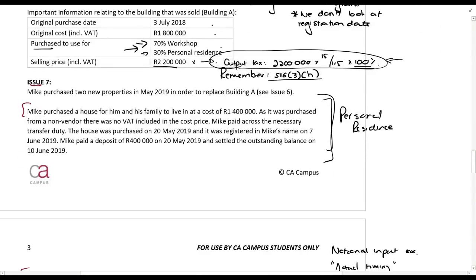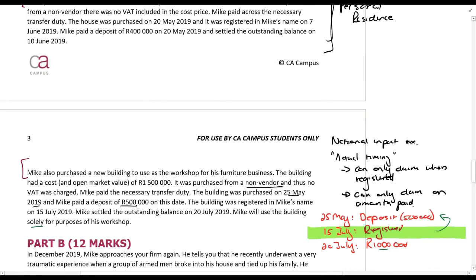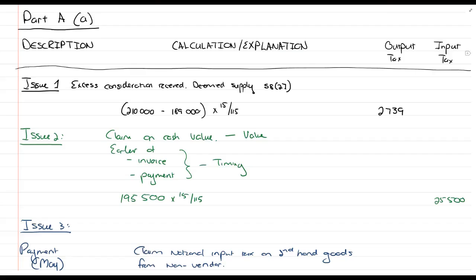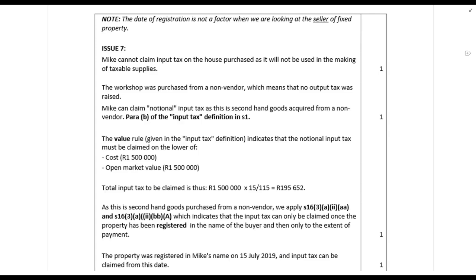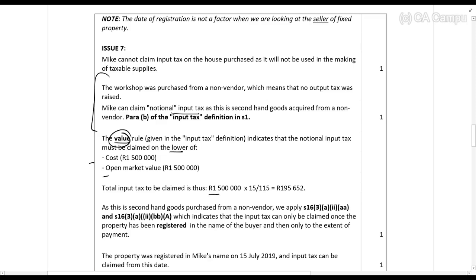Okay, that's it, guys. Issue number 7. So first up, the personal residence. There's no VAT that you can claim on that. It's not for tax purposes. Then we have the workshop. Okay, so this is bought as second-hand goods from a non-vendor, so we claim notional input tax. So, all of the notional input tax rules, let's just go and talk about it. Notional input tax, remember, is claimed on the lower of cost or open market value, that's the value rule. So that's what we will claim.